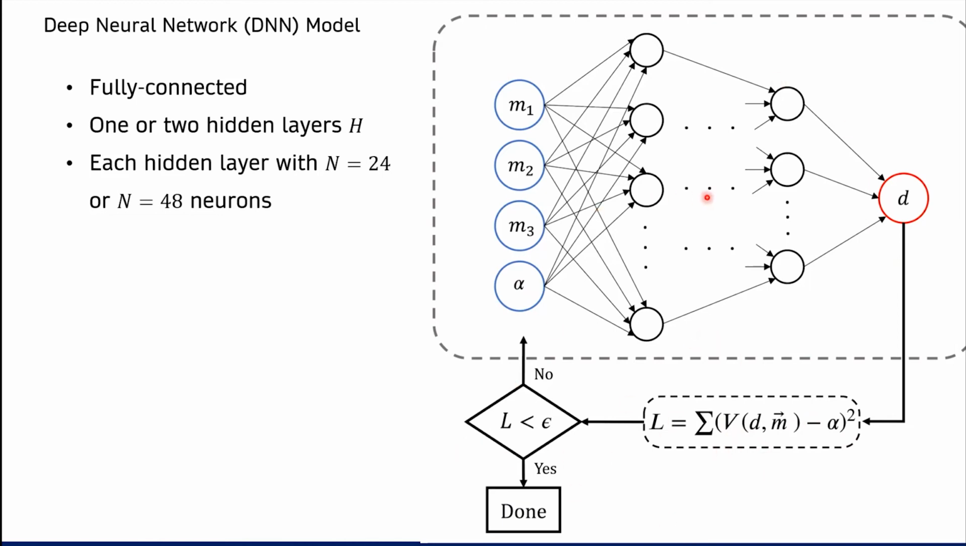We can just keep training this neural network until the loss function on our validation set is less than a certain value. Or, as much as the resources we have allow, we can keep training it and hope that it becomes more and more accurate. In this work, we use a fully connected MLP neural network with 1 or 2 hidden layers, and each hidden layer had 24 or 48 neurons, which we found to be enough to solve this problem accurately.